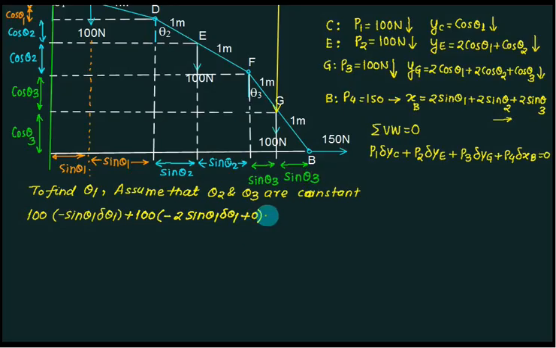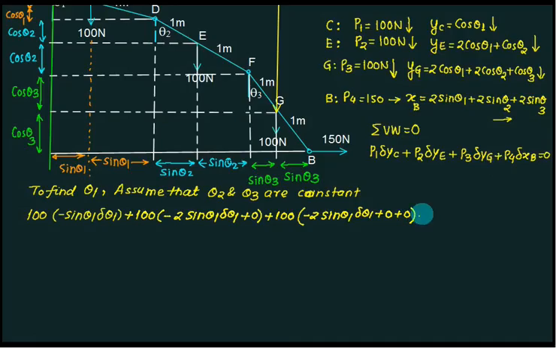Next 3 is 100 into yg. Now recall, yg has 3 terms. Are all 3 differentiable, or only the first? The first is differentiable: minus 2 sin theta 1 del theta 1. Since theta 2 and theta 3 are constant, the rest of the 2 terms are 0.